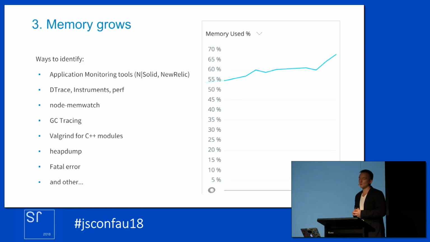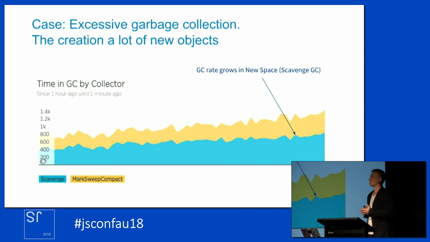But misfortune never comes alone. And with performance loss, we have a problem with memory consumption. There are many ways to identify memory leaks. We can do it with application monitoring tools like N|Solid, New Relic, dtrace, perf, compare, heap dump. But I suggest you focus on excessive garbage collection since it has a negative impact on performance. Look at this New Relic graph.